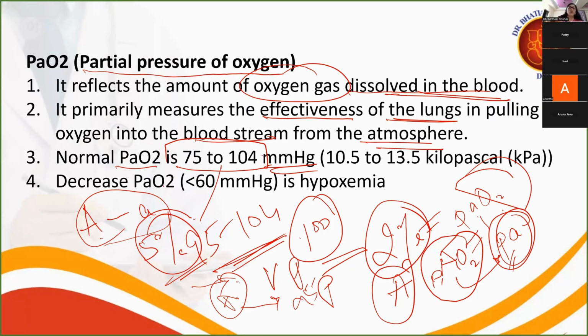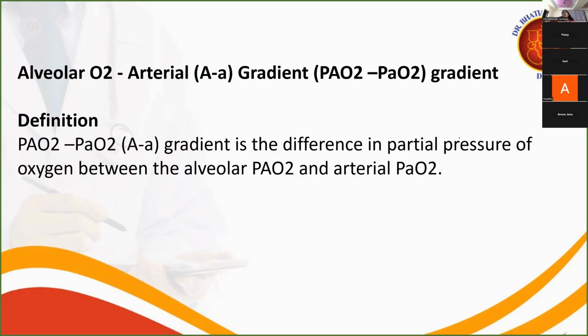If this partial pressure of oxygen in the arterial blood drops below 60, we label it as hypoxemia. Again, another very important term. What is hypoxemia? Hypoxemia is decreased partial pressure of oxygen in the arterial blood below 60 millimeters of mercury. Now you have to understand what is hypoxemia and what is hypoxia. Though we very often use the two terms interchangeably, they are not always the same. That you have to understand.